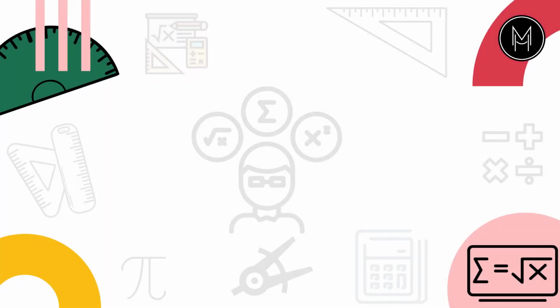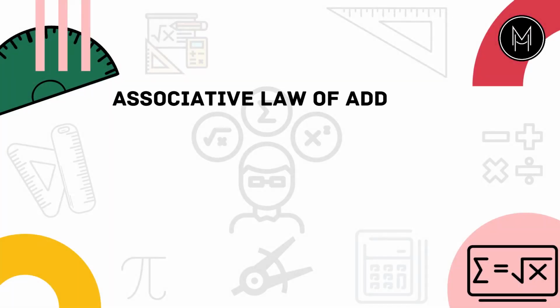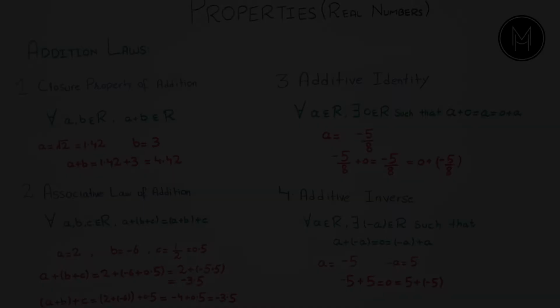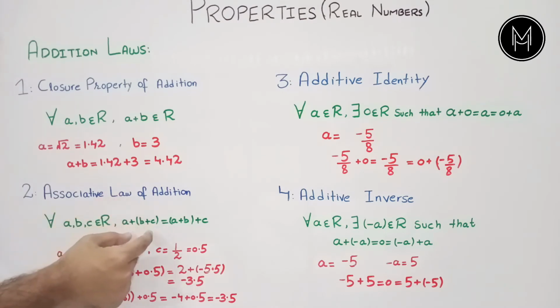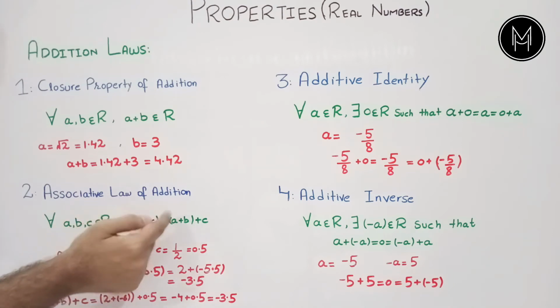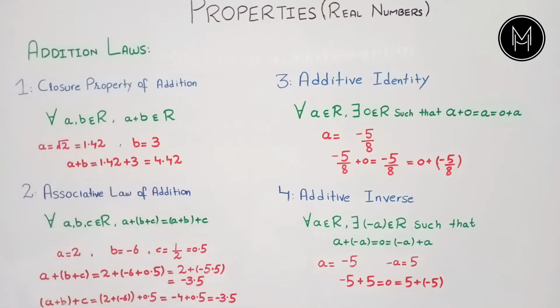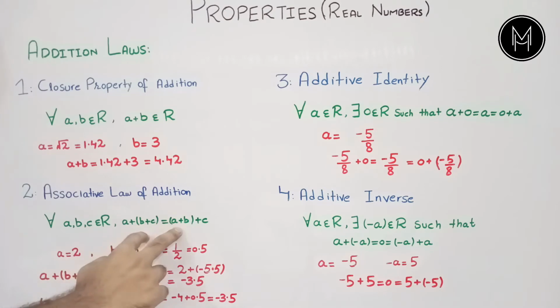Now the second law is the associative law of addition. Basically this property says, in simple words I can describe it this way: if we add three real numbers in any order, we will get the same result. Means order doesn't matter. This is the expression: for all a, b and c members of the real numbers, if we add b plus c first or a plus b first, we will get the same result. These two expressions are equal.